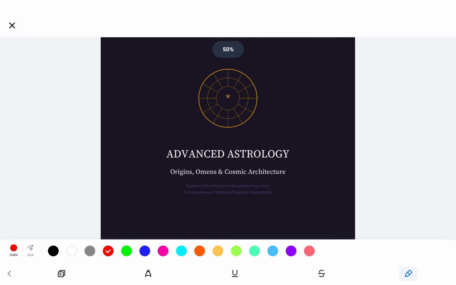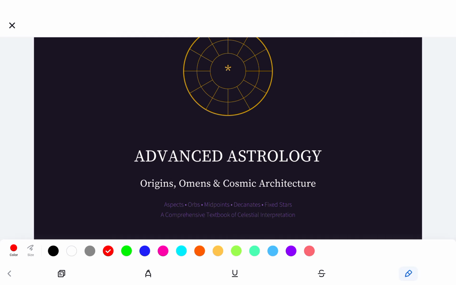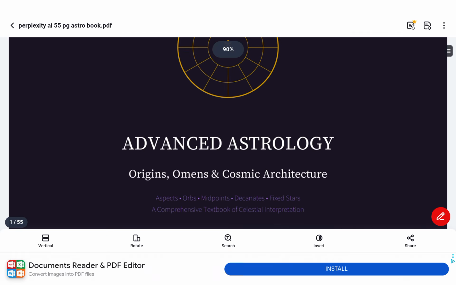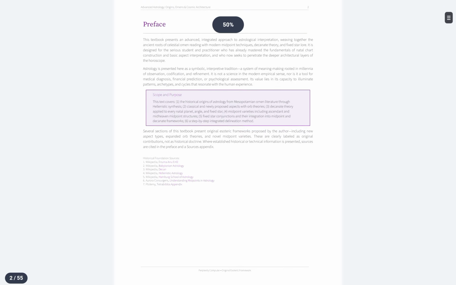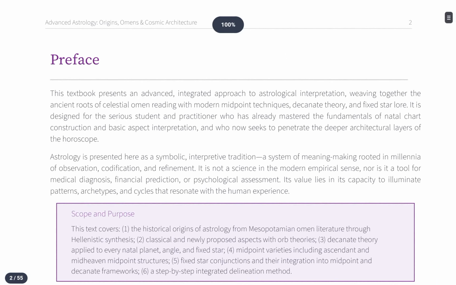So it says Advanced Astrology, Origins, Omens, and Cosmic Architecture, and we're going to talk about aspects, orbs, midpoints, decanates, fixed stars. Alright, so first let's start with our preface here.